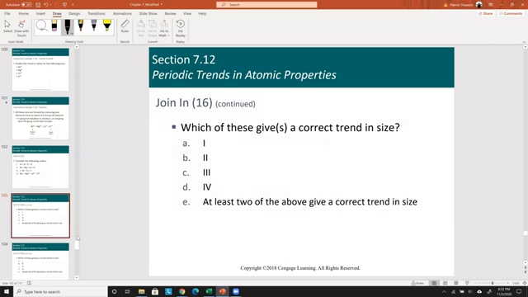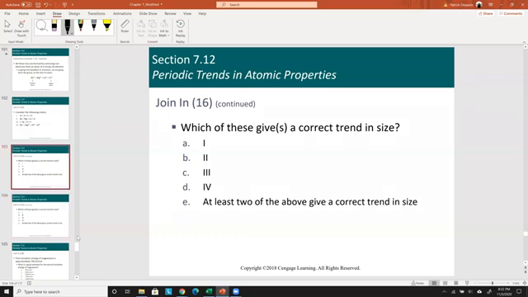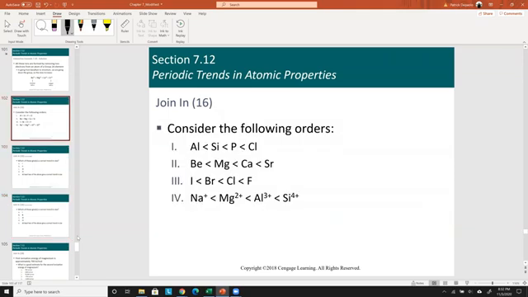Which of these is the correct trend in size? Oh, I just flipped it at the end. Let's take a look. Correct trend in size: aluminum, silicon, phosphorus. So aluminum is less than silicon, less than phosphorus, less than chlorine. Not true, because out of all of these, chlorine is the smallest, because it's a halogen. It has the larger number of protons in its period, and I think all of these are in the same period. So that's not right.